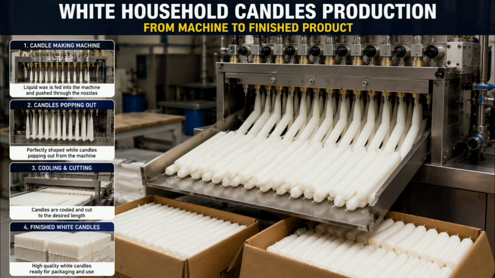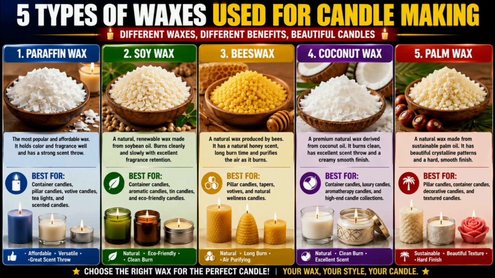So let's look at the type of waxes. Candle is made majorly from wax. The major raw materials in candle making is wax, and we have different types. You will choose the type of wax you want to use depending on your goal, your objective. So we have the paraffin wax, which is the major one we use, the most popular one. It is affordable. It is very, very accessible. We have the soy wax, we have the beeswax, we have the coconut wax, we have the palm wax. So you choose the type of wax you want to use based on your objective.